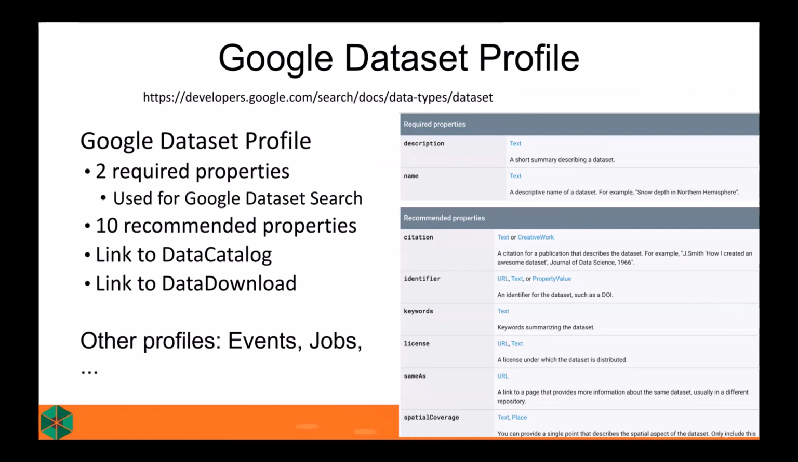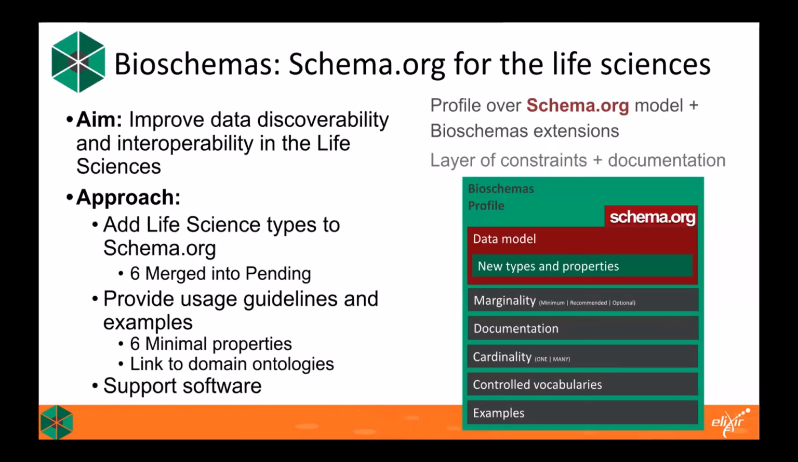And that is what Google used for their dataset search. And what we want to do in the life sciences is predominantly provide these profiles, these common usage approaches of these schema.org types. But to enable that, we also have to have schema.org types that are relevant for the life sciences. So we are extending schema.org with the life sciences types that we need as well. As I say, 6 of these have already been merged into schema.org, and we have many more in development.